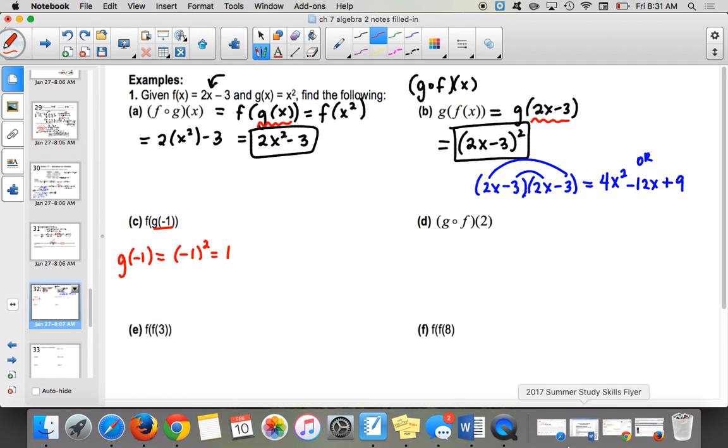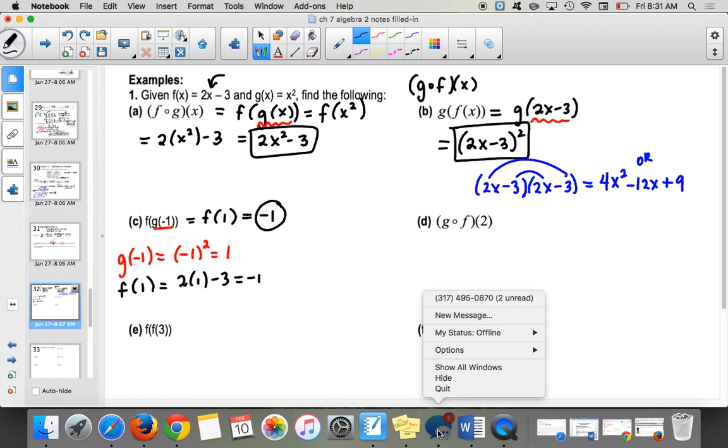So on these functions, we're going to work from the inside out. We found g of negative 1, and we said g of negative 1 was 1. So now we're finding f of 1. What's f of 1? It's 2 times 1 minus 3. It's negative 1, right? So all of this is equal to negative 1. So you work from the inside out.